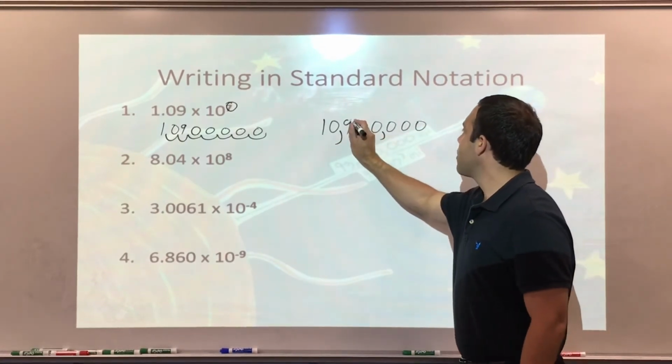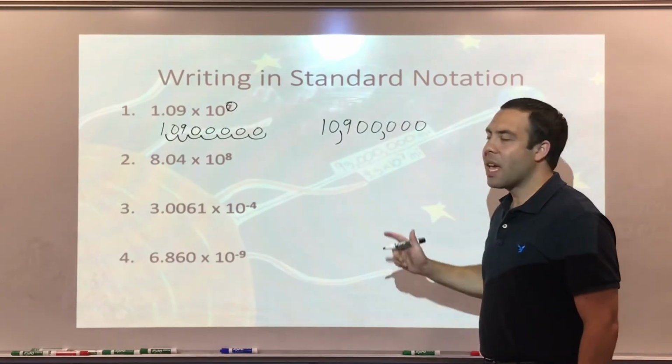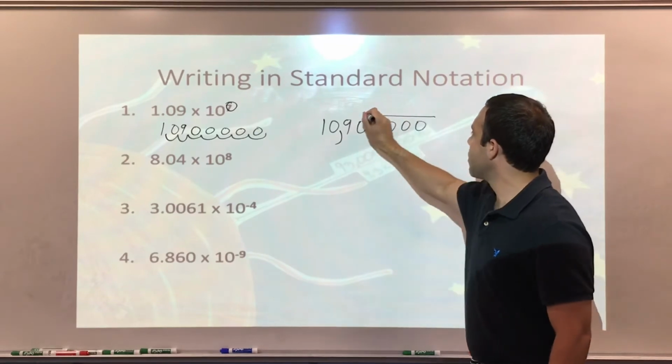So our number, 1.09 times 10 to the 7th, is really 10,900,000.